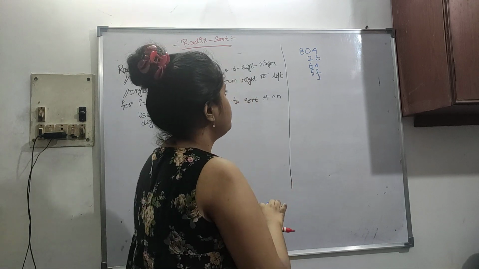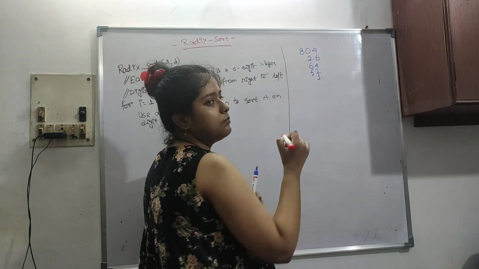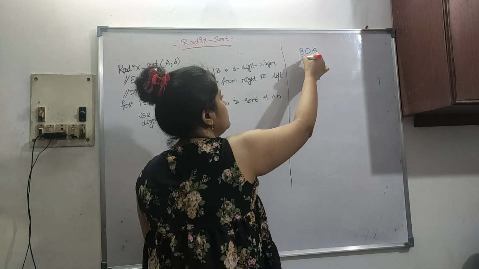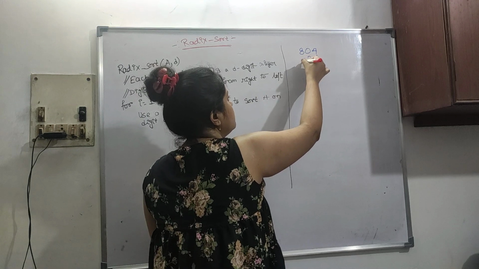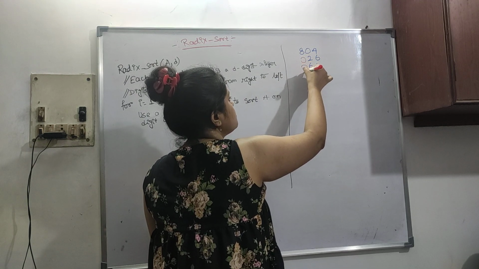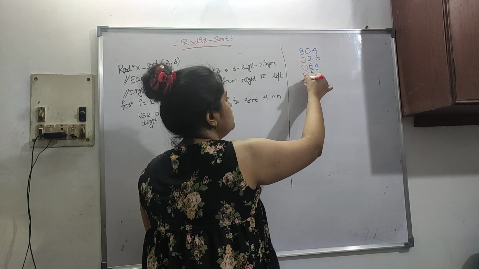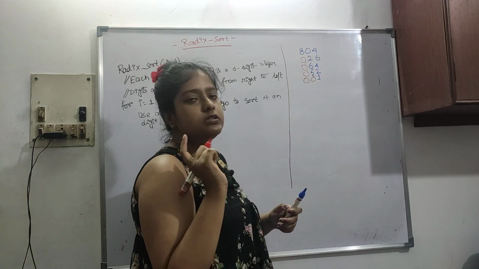Now the first step is that there are 3-digit numbers, so we have to make every number 3-digit. How can we do that? We can add 0 at the leftmost position. So for a number with only one digit, it has got 2 places, so put 2 zeros there.